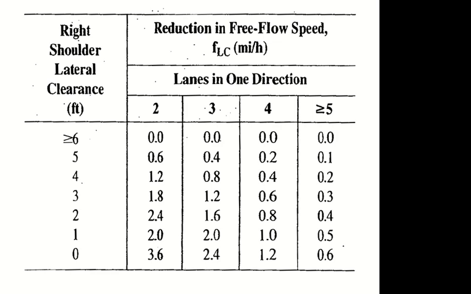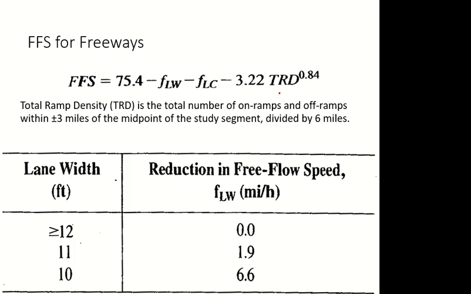How much lateral clearance do you have on the right hand side, the shoulder side? And how many lanes do you have in one direction? With the value of the clearance and the number of lanes in one direction, you get the factor from here. You put these two factors with total ramp density here, and you can calculate the free flow speed. But we prefer the field value. A spot speed study is preferred for the free flow speed, not the equation.